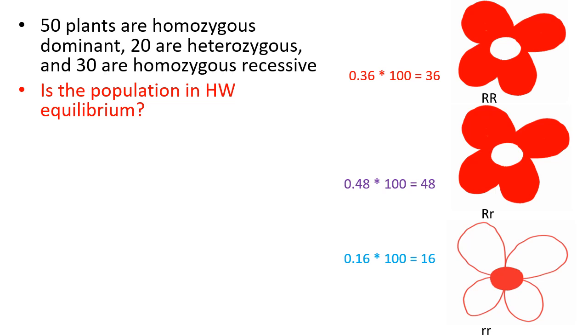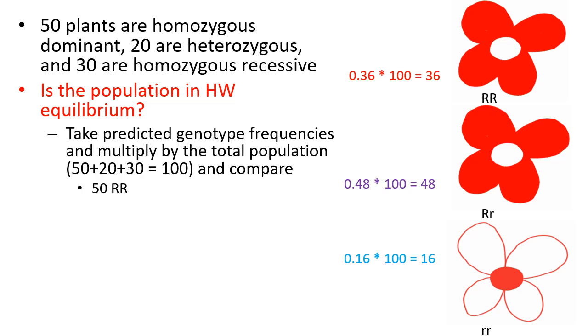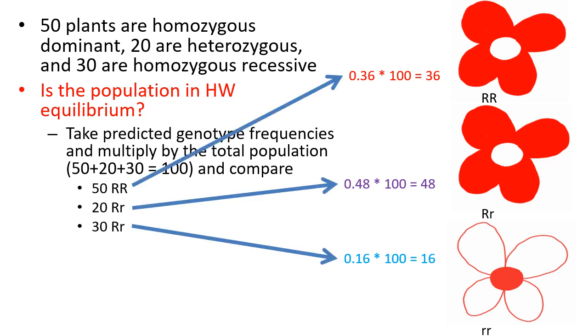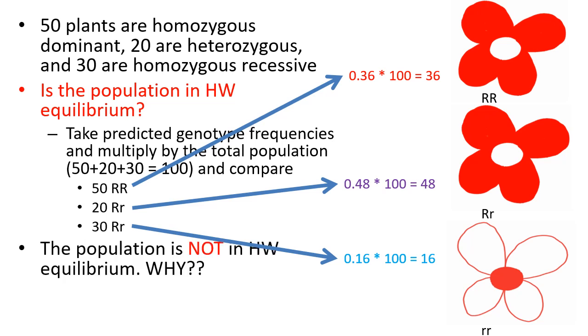So is this population in a Hardy-Weinberg equilibrium is the question. Well, let's look at what we actually have versus what we would expect. And when you look at that, you can see that these numbers are not exact. Now, if you wanted statistics to look at the probability of getting these results, we could run a statistical test. But we're not going to do that in this class. We're just going to kind of eyeball it. So our numbers are off. 50 to 36, 20 to 48, and 30 to 16. That's much different than what we got. So we would say that it is not in Hardy-Weinberg equilibrium because those numbers don't match up.